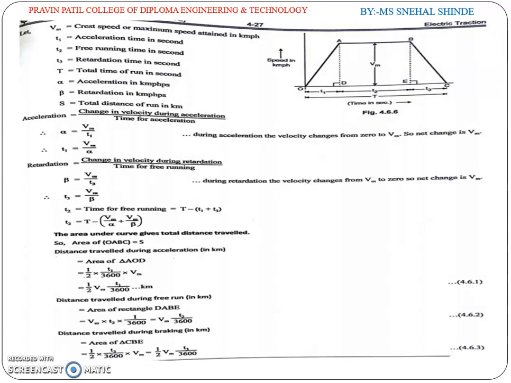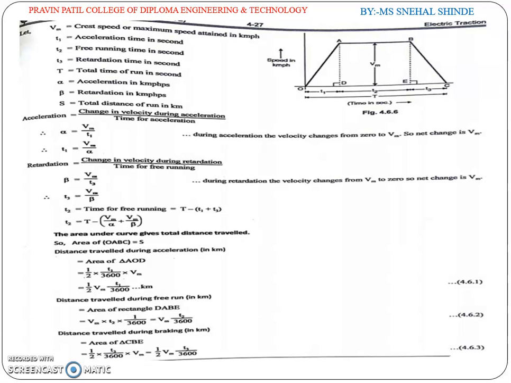So T2 equal to the time for free running. As we calculated T1 and T3 from the above formulas, the total time period is capital T. So we will subtract the acceleration and retardation time from T, and we will get T2. We substitute the T1 formula and T3 formula in this equation. So T2 will become T2 equal to capital T minus Vm by alpha plus Vm by beta.